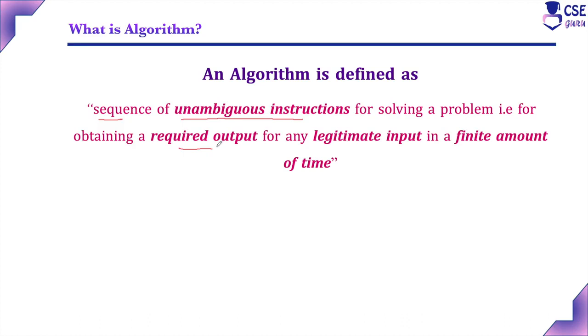Also, the algorithm has to obtain the required output for any legitimate input in a finite amount of time. It has to display at least one output by accepting the required input, and that input should be a legitimate input, or otherwise we can say it is a finite input, and it has to complete the execution in a finite amount of time. Once the problem has been solved or once the output has been displayed, the program should come to an end. So, algorithm is defined as a sequence of unambiguous instructions for solving a problem, that is, for obtaining a required output for any legitimate input in a finite amount of time. The algorithm steps should be very simple and it should be understandable by all the programmers.